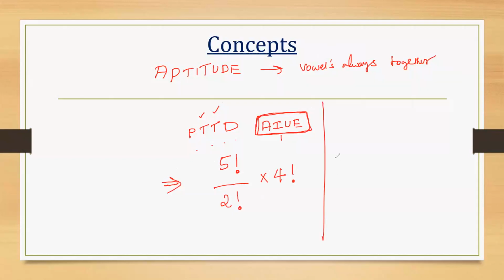Okay. Now, the next question is fridge. Listen carefully. How many number of ways can the word fridge be arranged such that vowels occupy only the odd places? Now, what is the value here? Vowels occupy only the odd places.